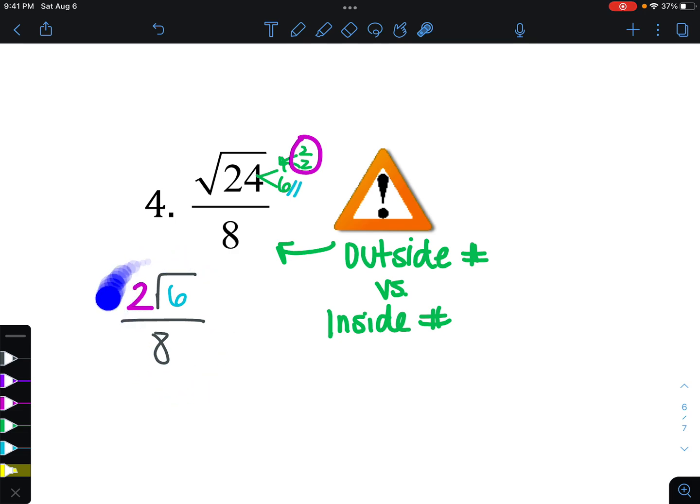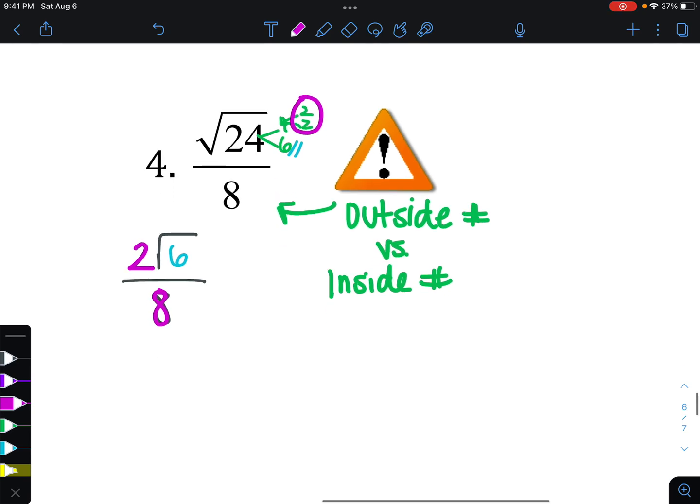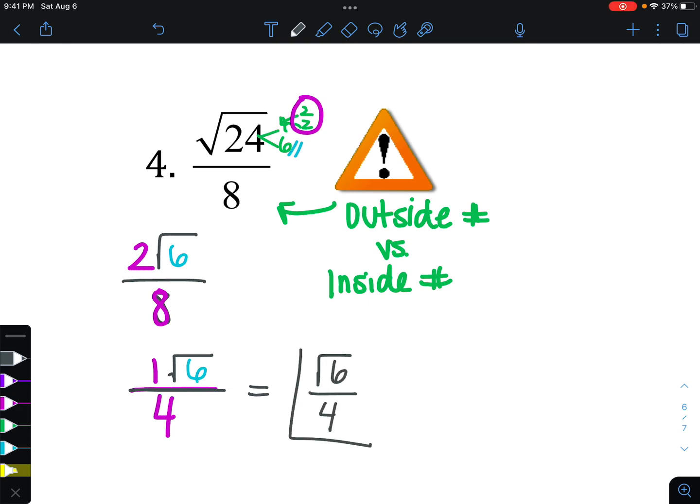Now we have to see if we can simplify this fraction. Again, the outside numbers can talk, the inside numbers can talk. So the outside numbers in our case are the 2 and the 8. So if we were to simplify 2/8, that simplifies to 1/4. So our answer would be the square root of 6 all over 4. Now you can write it like that, or you can just get rid of that 1 and just leave your answer like this.